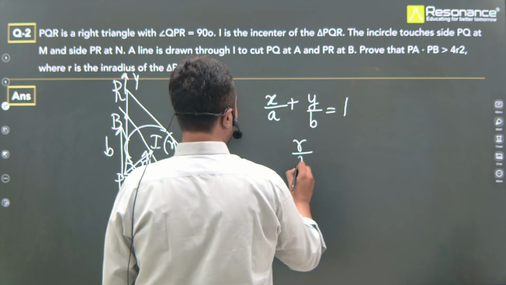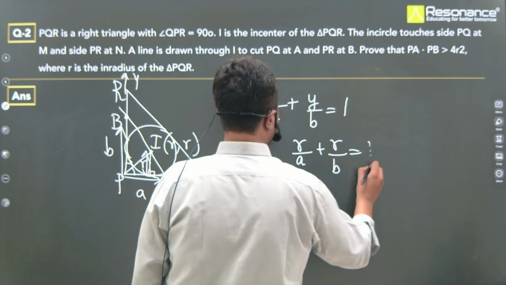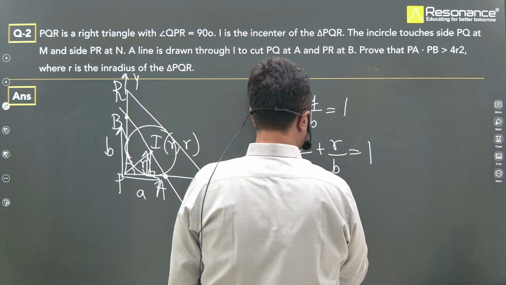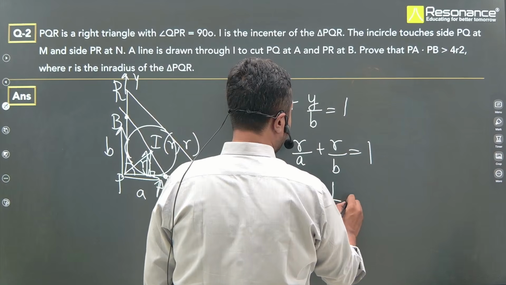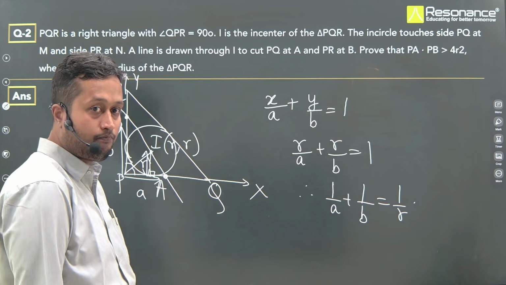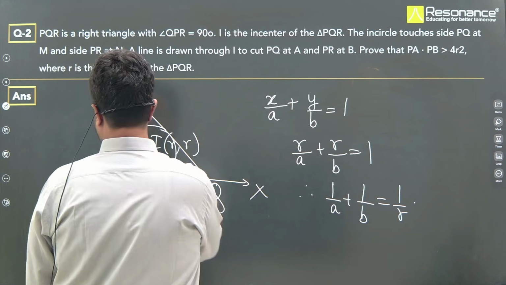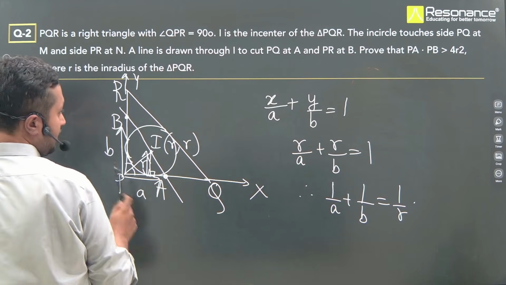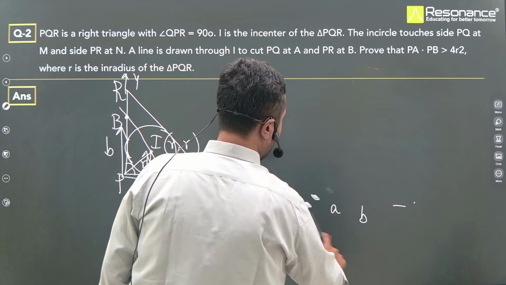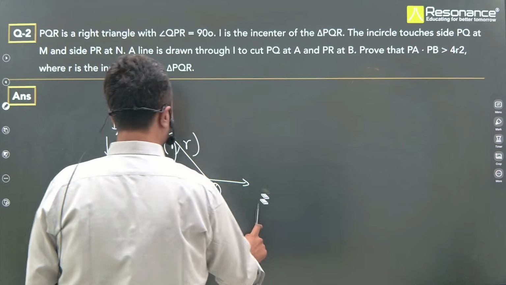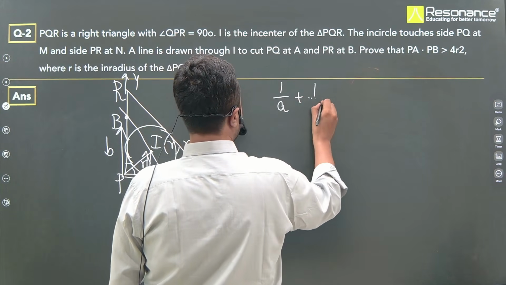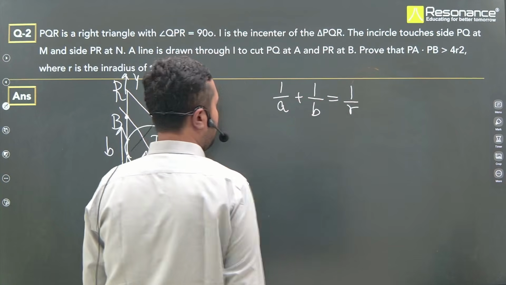What do you get? You get r by a plus r by b is equal to 1. And then divide the entire equation by r, you get 1 by a plus 1 by b is equal to 1 by r. That's all. And you know what, I'll just remove all of these. Let's just write one equation. So you have 1 by a plus 1 by b is equal to 1 by r.